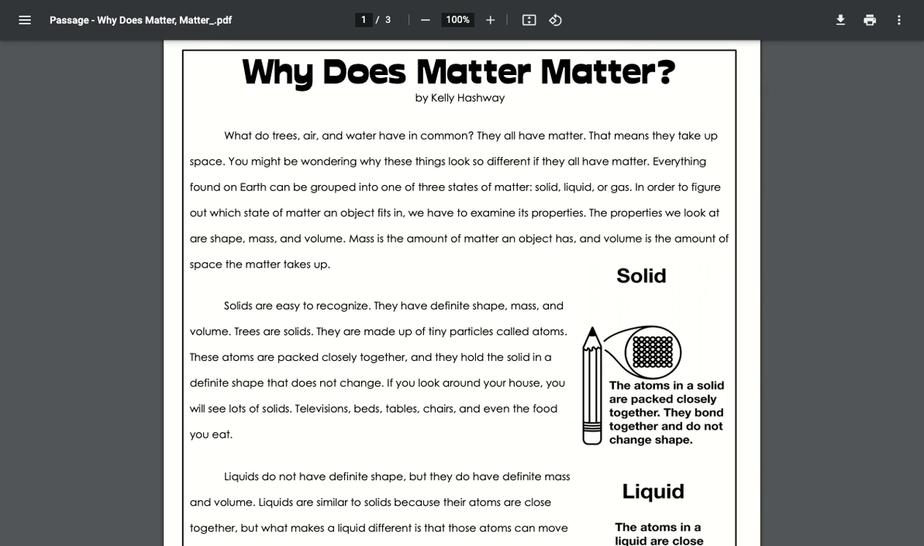In order to figure out which state of matter an object fits in, we have to examine its properties. The properties we look at are shape, mass, and volume. Mass is the amount of matter an object has, and volume is the amount of space the matter takes up.